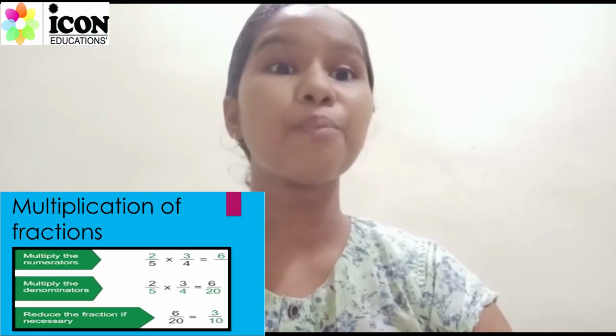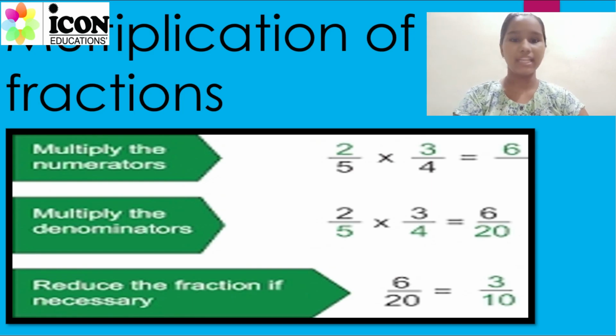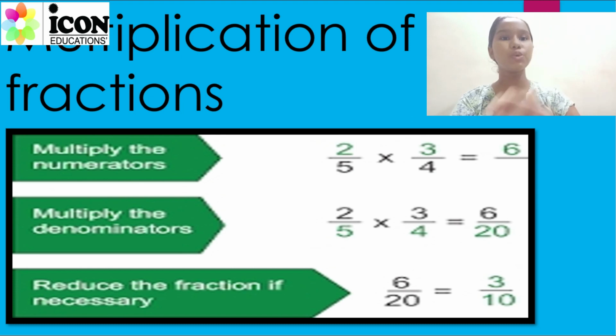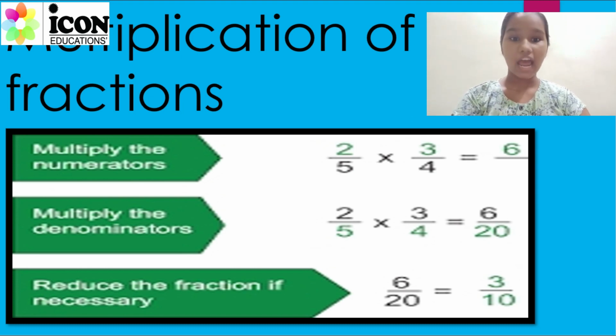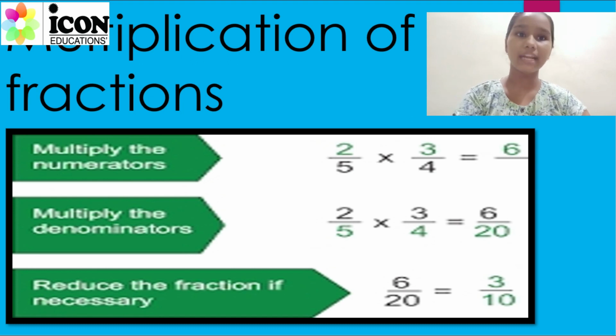Now let's go to multiplication of fractions. Multiplication of fractions is very easy. The first step you all have to do is multiply the numerators. Suppose you have 2 upon 5 multiplied by 3 upon 4. So the first step is multiply the numerators. So we will multiply 2 into 3, which will be 6. And now you have to multiply the denominators, which is 5 into 4, and you will get 20. So the answer you got is 6 upon 20, and you can simplify it to 3 upon 10.